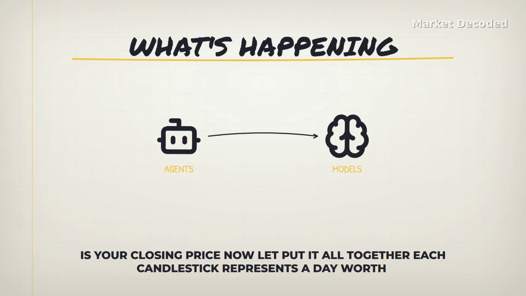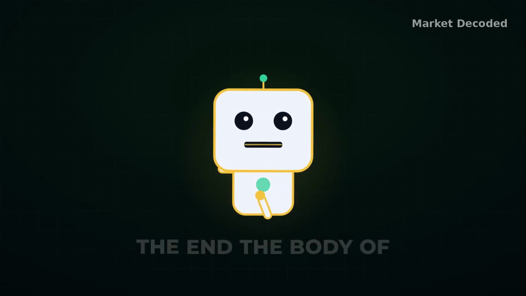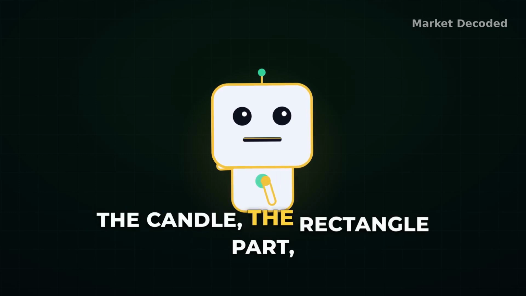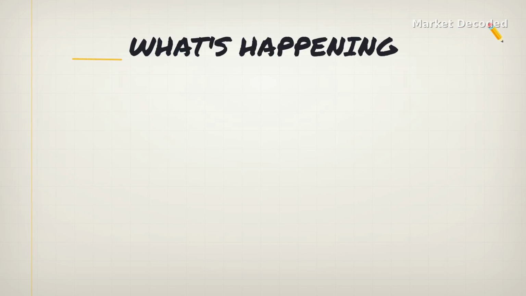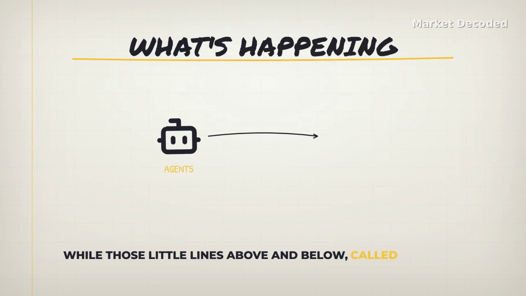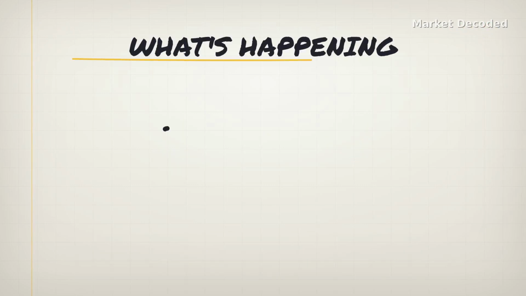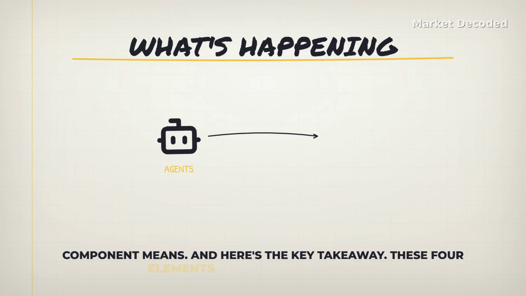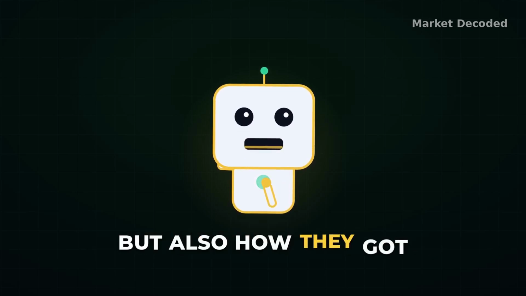Now let's put it all together. Each candlestick represents a day's worth of this action: how high prices went, how low they dipped, and where things settled in the end. The body of the candle, the rectangle part, shows you the open and close for that session, while those little lines above and below, called shadows or wicks, tell you about the highs and lows within it. So there you have it, a full breakdown of what each component means. And here's the key takeaway. These four elements together paint a vivid picture of market behavior over time. They help us understand not just where prices are now, but also how they got there.